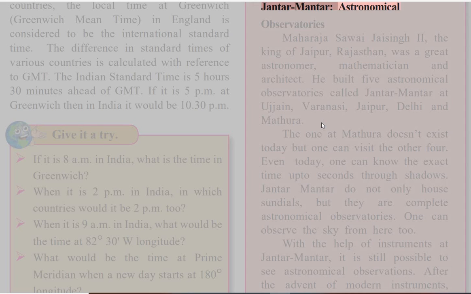Jantar Mantar, Astronomical Observatories. Maharaja Sawai Jai Singh II, the king of Jaipur, Rajasthan, was a great astronomer, mathematician, and architect. He built 5 astronomical observatories called Jantar Mantar at Ujjain, Varanasi, Jaipur, Delhi, and Mathura. The one at Mathura doesn't exist today, but one can visit the other 4. Even today, one can know the exact time up to seconds through shadows.